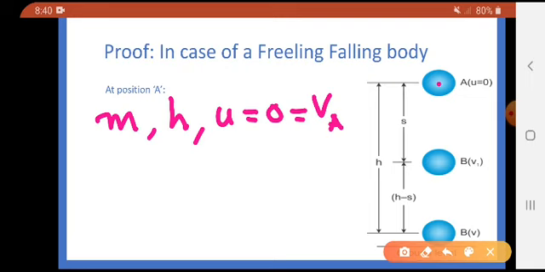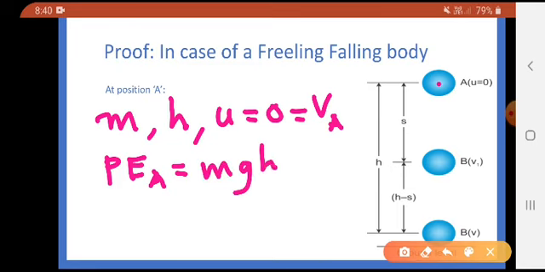So the total mechanical energy is the combination of potential energy and kinetic energy. What is the potential energy here? Potential energy is mgh, right? At point A, the potential energy is mgh because it has mass, it has gravitational pulling force downward, and it has a height h.